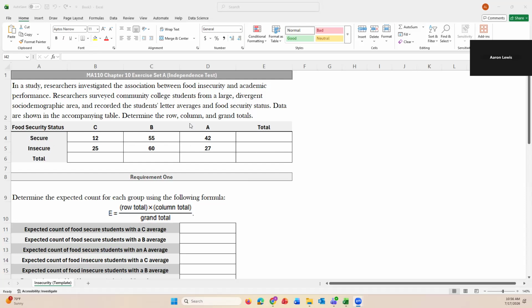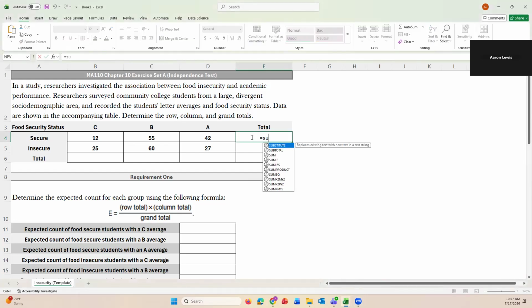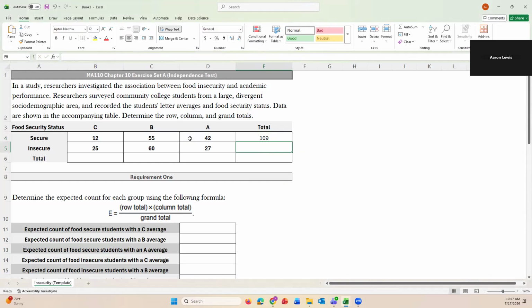Just like we always do for a chi-square test, once we have our data formatted in a proper table, which we do right now, we find the total for all our rows, columns, and the grand total for the study. So what amount of students in total identified as food secure? 12 that had a C, 55 that had a B, and 42 that had an A. It's a total of 109 students. We can do the same thing for food insecure. 25 got a C, 60 got a B, 27 got an A. That's a total of 112 students.